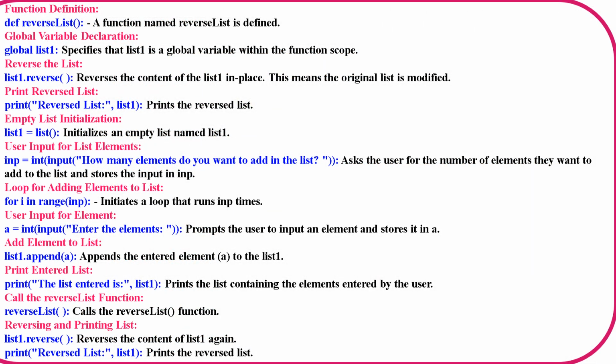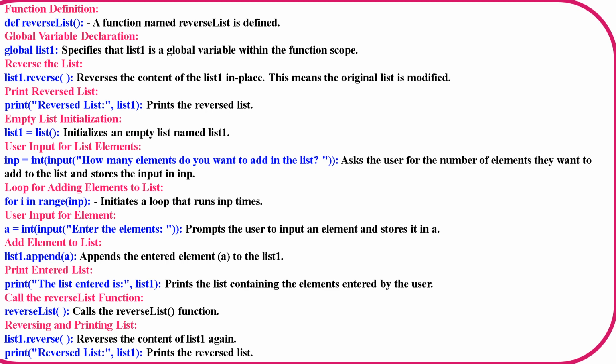Let's see the visualization of the question 9 code, how it works. Function definition. def reverseList function, a function named reverseList is defined. Global variable declaration. global list1 specifies that list1 is a global variable within the function scope. Reverse the list. list1.reverse function reverses the content of the list1 in place. This means the original list is modified. Print reversed list. print reversed list, list1 prints the reversed list.